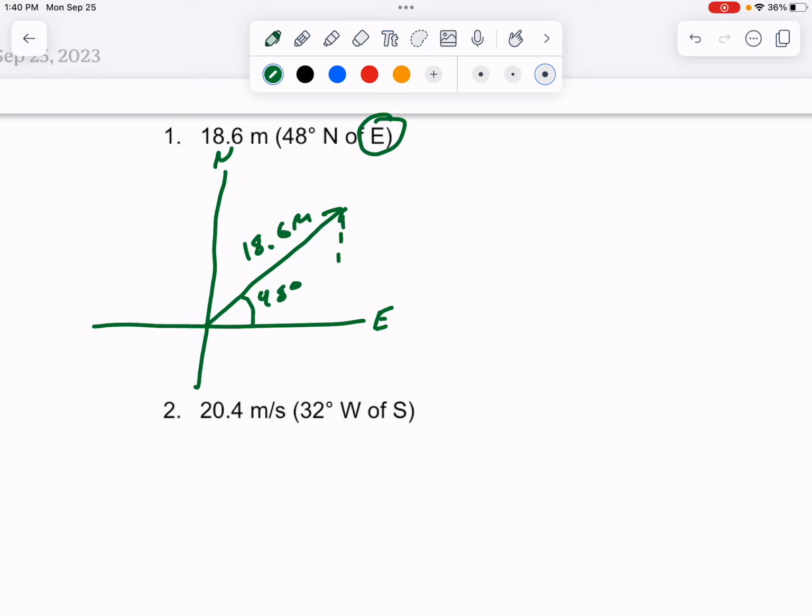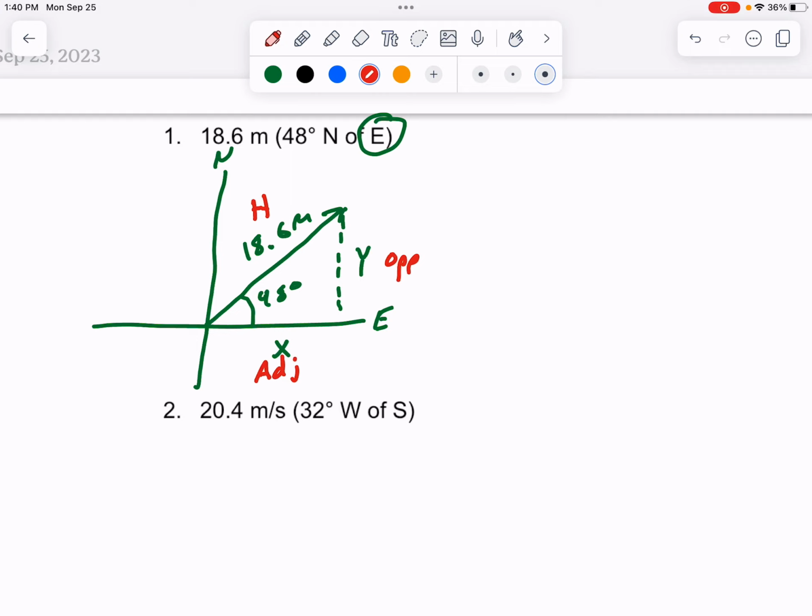So we're going to find our y and our x. We're going to break it into our east and north components. Remember, when we label a triangle, you have your hypotenuse. Y is going to be opposite of your angle, so that is your opposite, and x is going to be your adjacent. That's going to help us figure out which trig function to use.